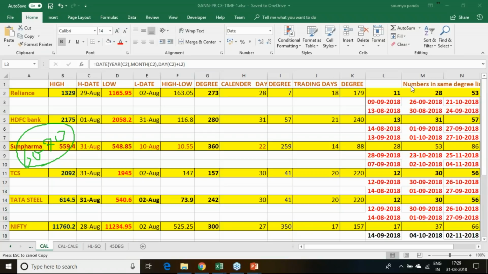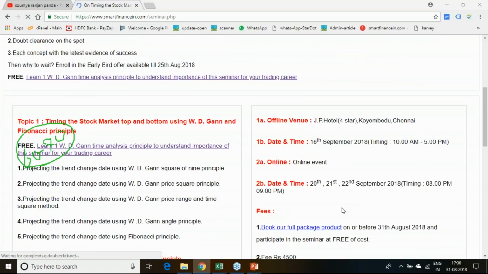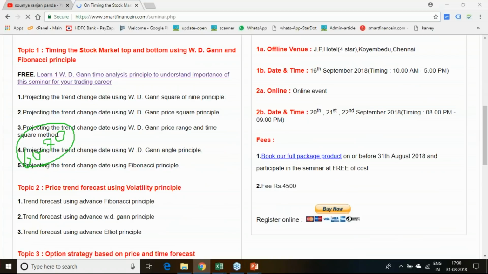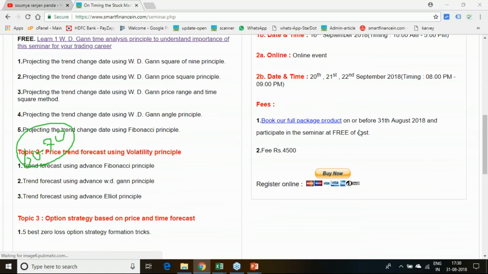The paid seminar is being scheduled for Chennai on 16th September and online on 20th, 21st and 22nd September. But you need to register beforehand to join it, and very few seats are remaining. Once it is filled, we may not allow registrations either. I told you webinar participants will be given this time analysis app without any cost. It will be free for them.